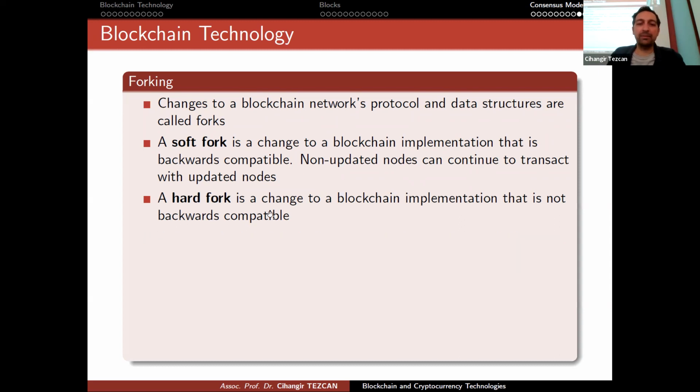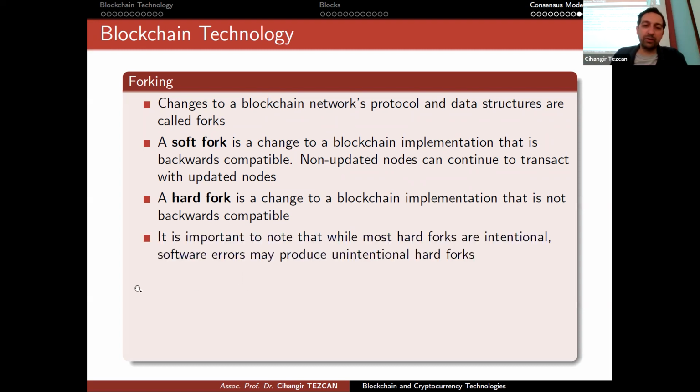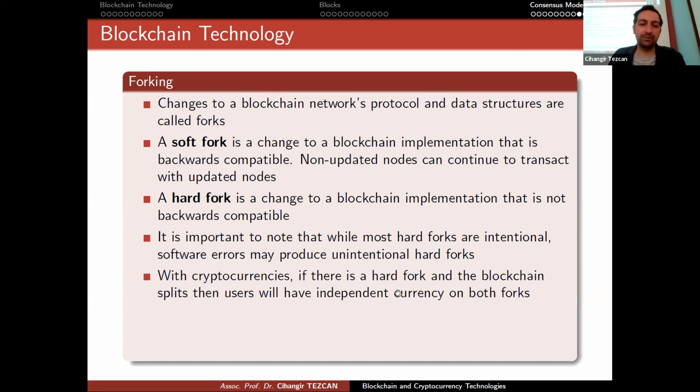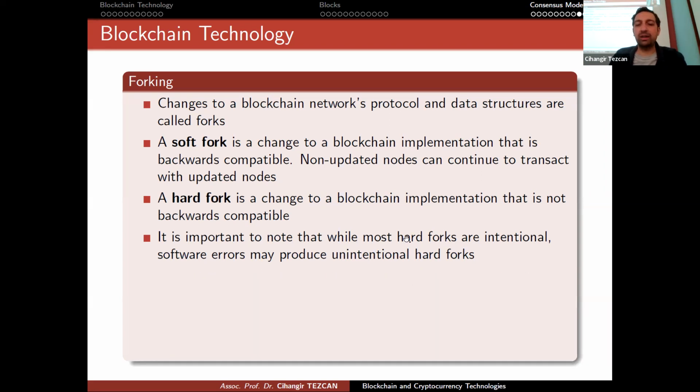But a hard fork is a change to a blockchain implementation that is not backwards compatible. So at that point, you actually create 2 different blockchains. It is important to note that while most hard forks are intentional, software errors may produce unintentional hard forks. Generally, this happens when the blockchain supports smart contracts, and software written for that blockchain might provide different results for the same smart contract. So this way you can unintentionally create hard forks. But intentional hard forks also happen.